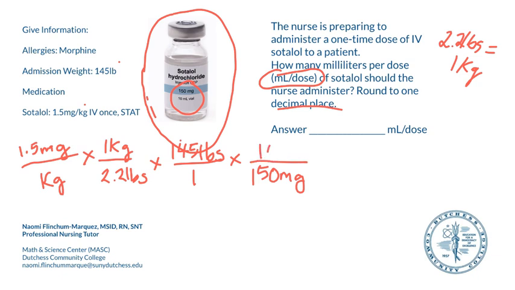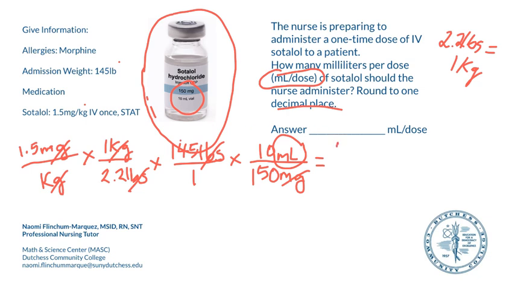And we're going to put 10 milliliters here on the top. I think that looks right. So we can cross out kilograms. We can cross out pounds. We can cross out milligrams. And then our answer is going to be in milliliters, which is what we were looking for.